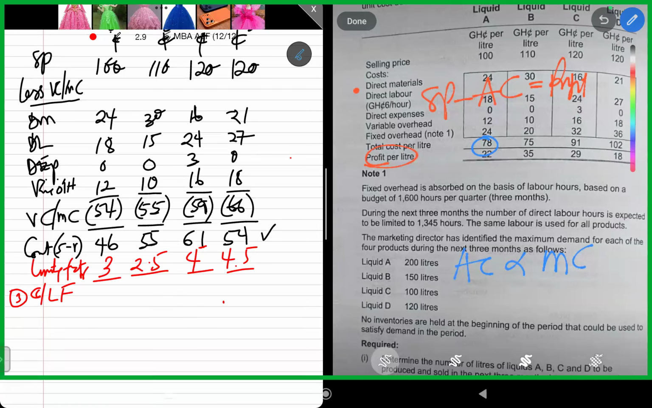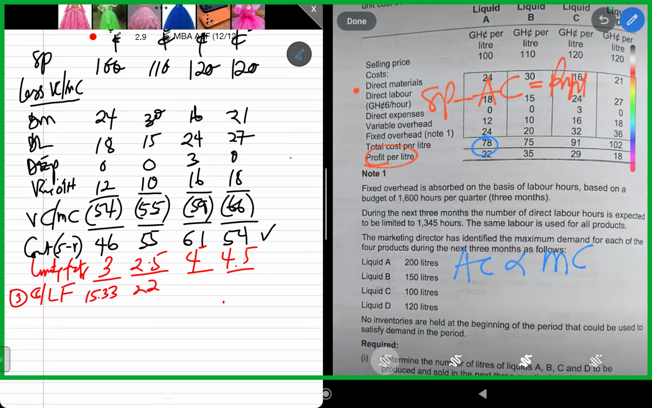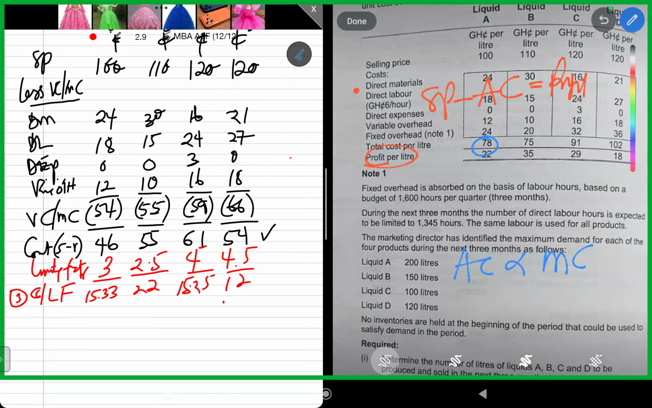Okay, so liquid A is 15.33. It's money, so you have to put it in two decimal places. Okay, liquid B is 22. Liquid C is 15.25. Hold on. 15.25. And we have 12. Now, we are done with the contribution per limiting factor. That's step 3.